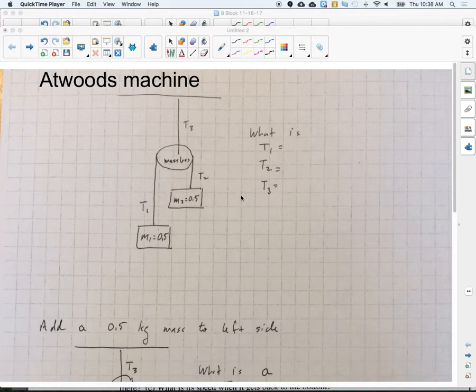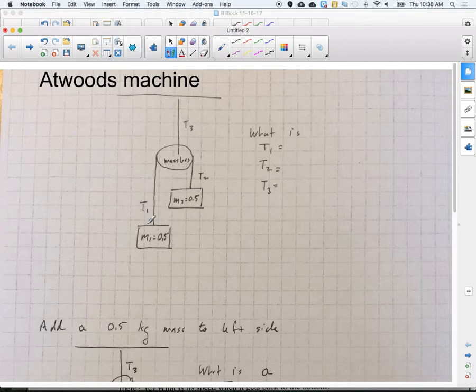We have a 500 gram mass, a second 500 gram mass, and then a massless pulley, and it's being held up from the ceiling. So what do we think the tension is in the first string, second string, third string?